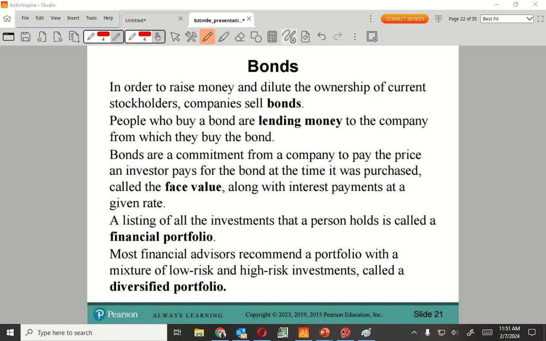A listing of all the investments a person holds is called a financial portfolio. Most financial advisors recommend a portfolio with a mixture of low risk and high risk investments, called diversified. That first thing that we talked about was a savings account. A savings account is very low risk. It is a low interest. You'll get a little bit of money off of it, not very much, maybe like 1% interest. It won't be very high, but it is low risk.